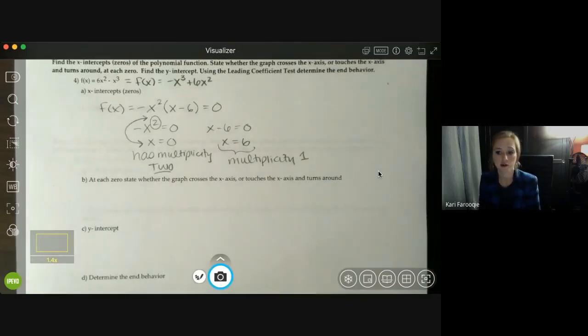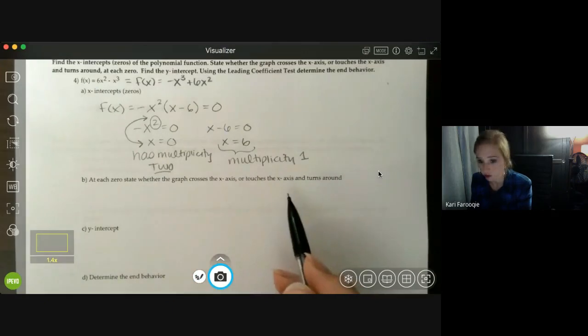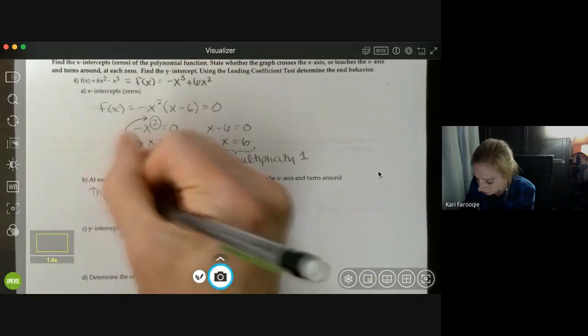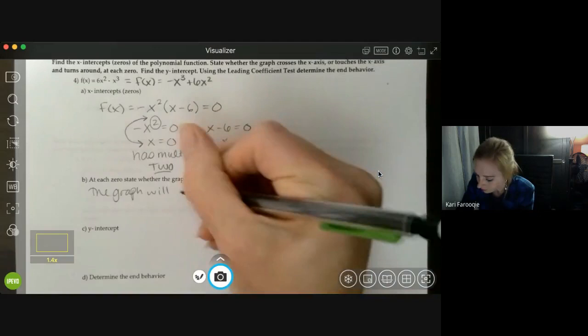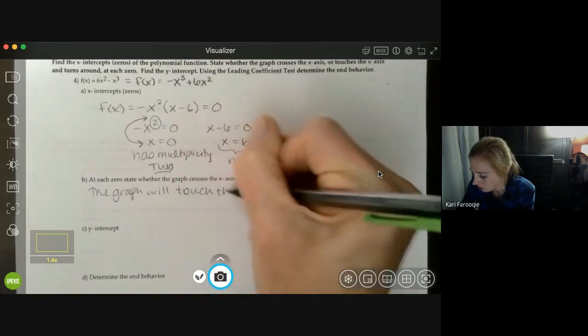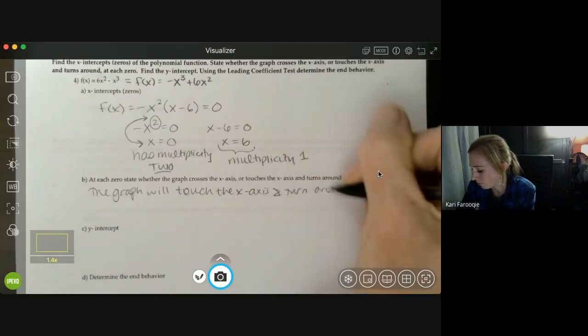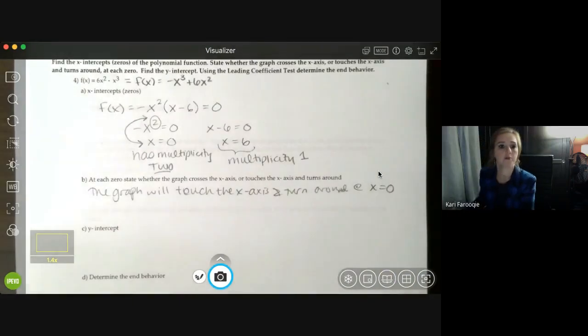Does anyone have a question about the multiplicities? Okay, so once you find those multiplicities, go ahead and make your conclusion here about each zero. So we can say that x equals 0, or we can say the graph, I guess we might as well be complete, will touch the x-axis and turn around at x equals 0.